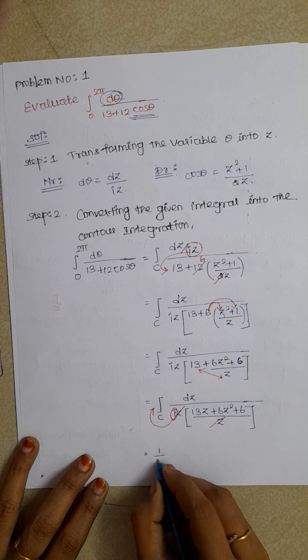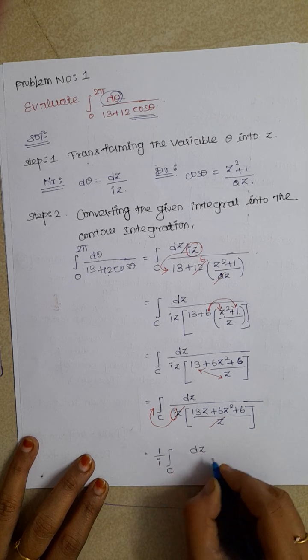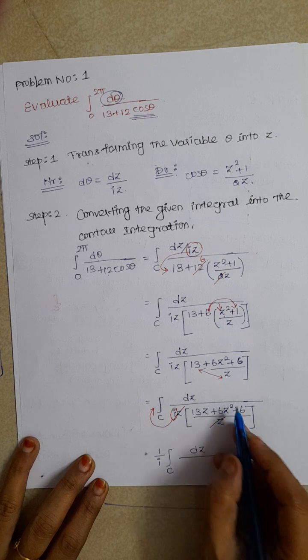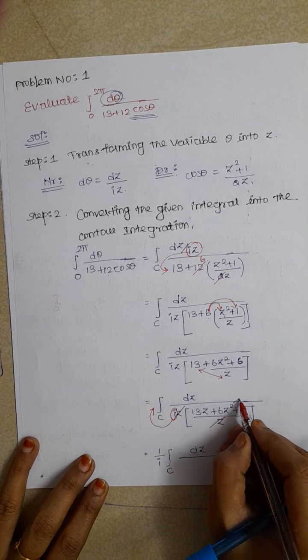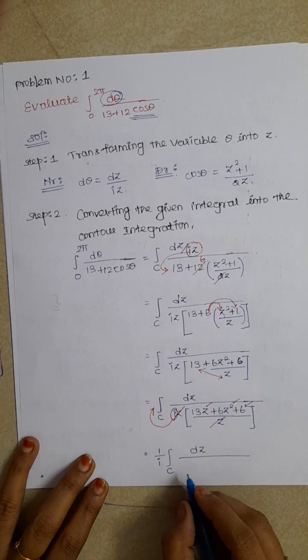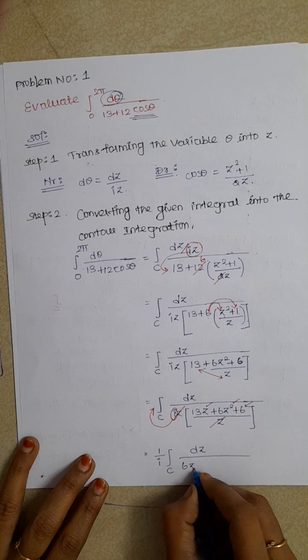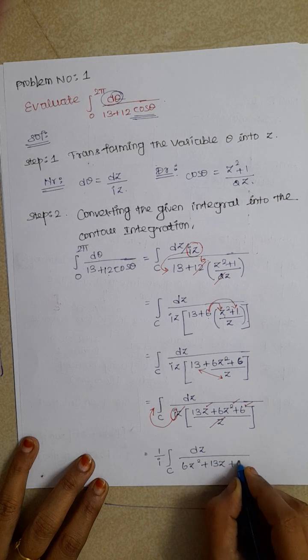So 1 by i, integral over C, dz divided by, you can write in order. First is z square, second is z, third is a constant term. So 6z square plus 13z plus 6.